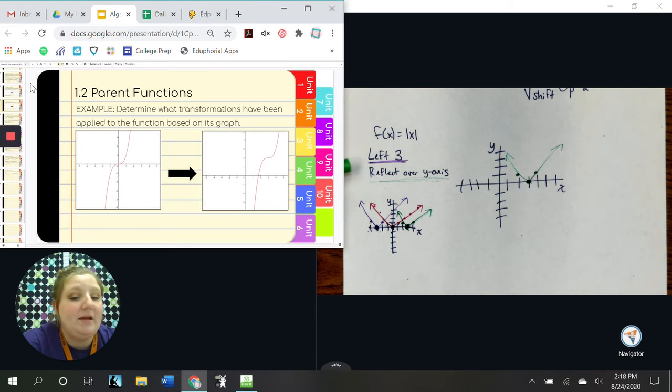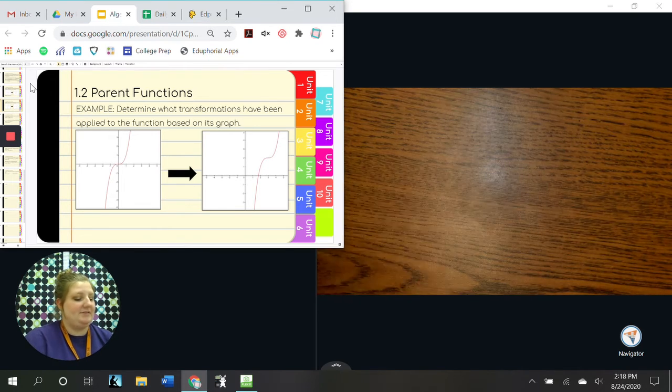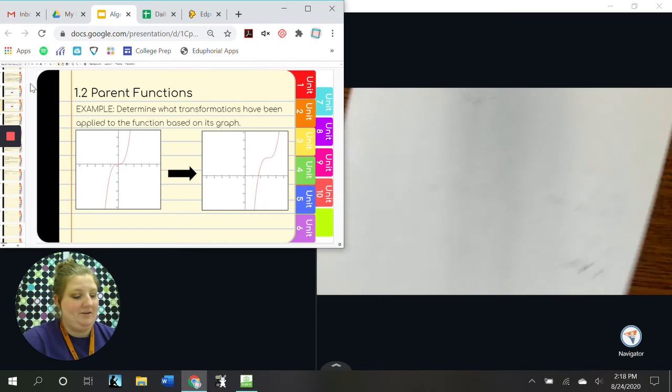Tomorrow we'll look at what that actually means in the equation, because right now I haven't given you how to get this from an equation. I've just told you moving left and right and up and down and all of that. All right, let's look at another one.